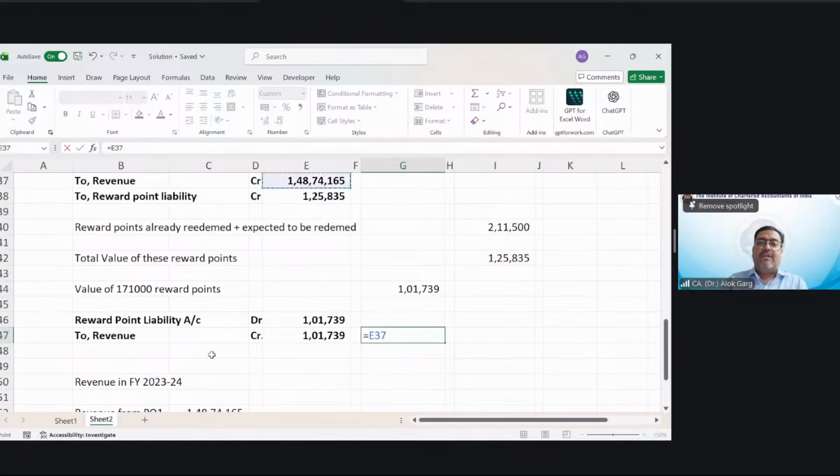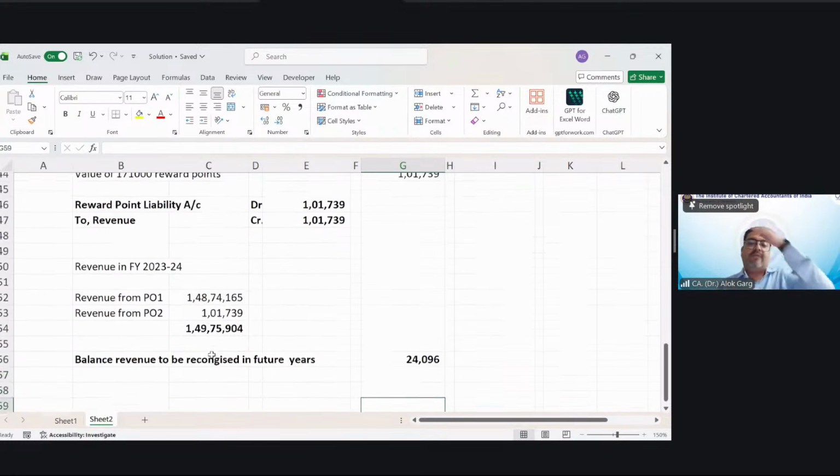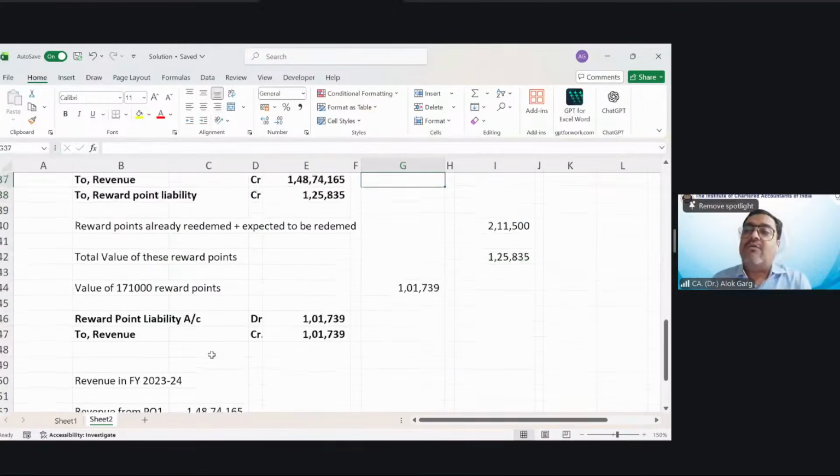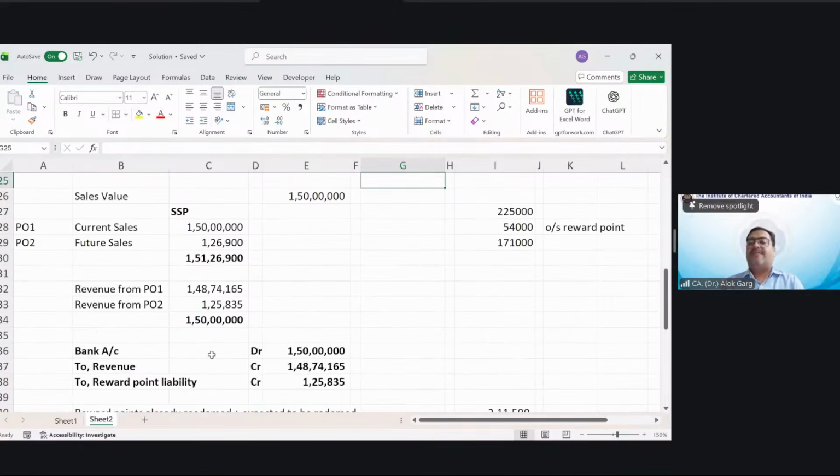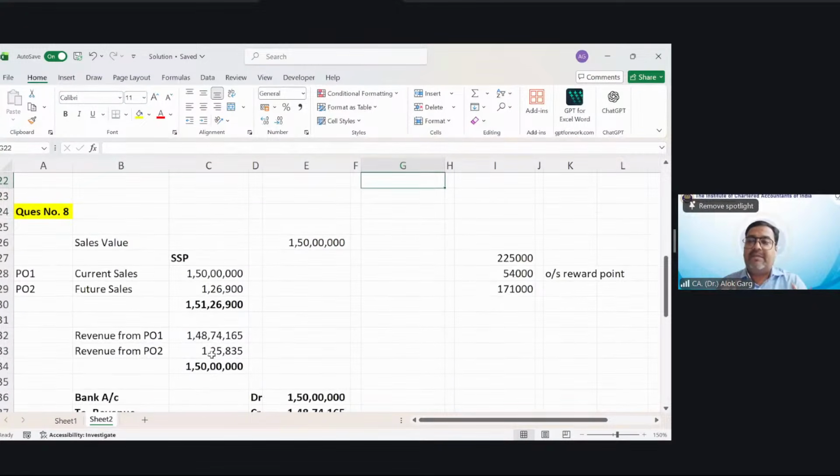If you see, you have recorded a reward point liability of 125, you have already debited 101, and 24,096 is the reward point liability. This is how you have to solve this question, my dear friends. I hope it is completely clear to all of you. Is that clear? Not clear?